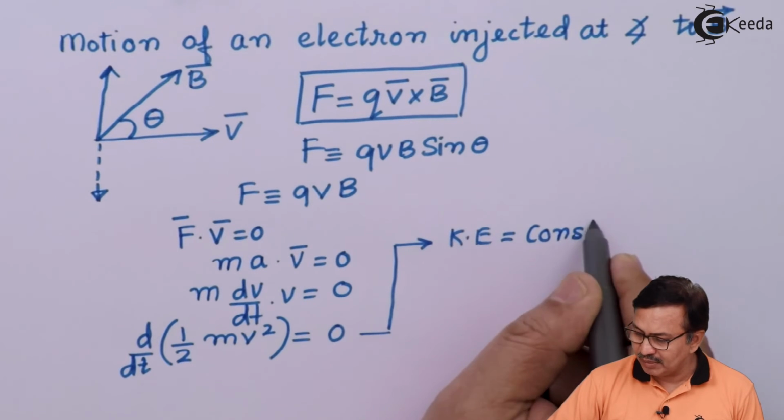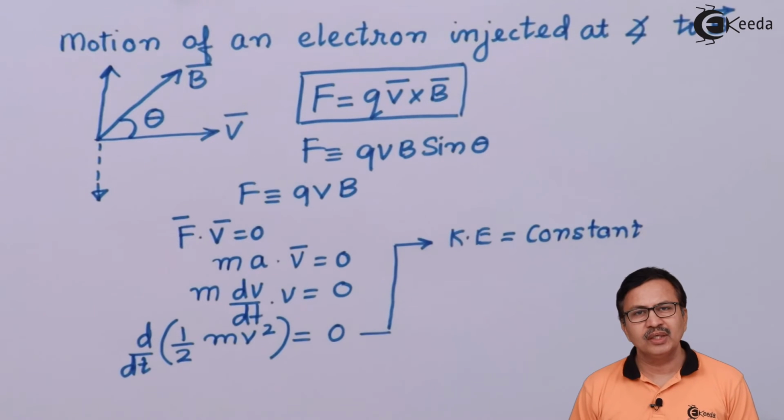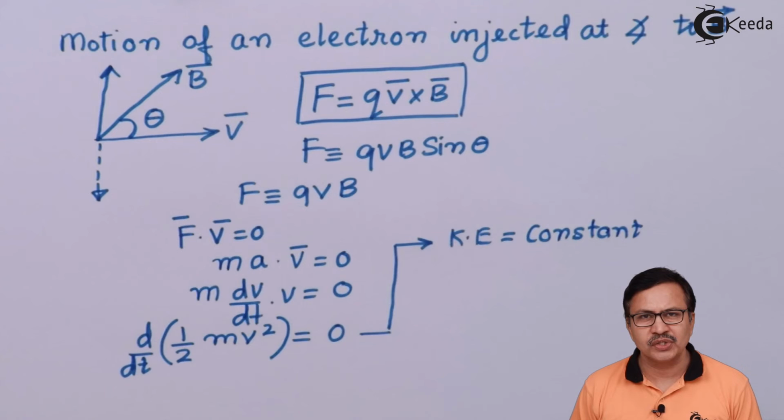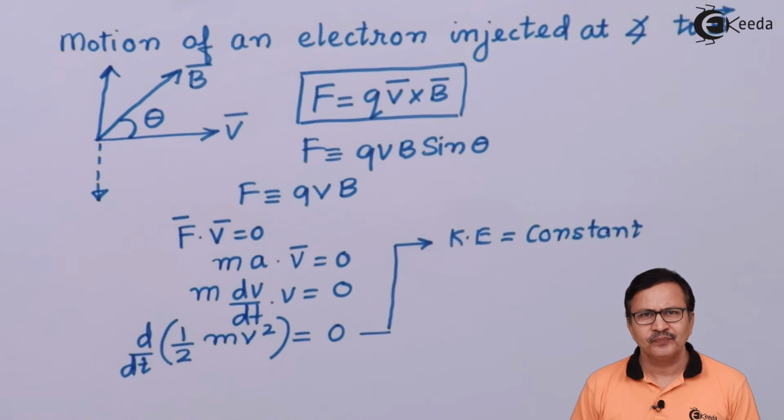And what is the other meaning of the fact that the kinetic energy is constant? The other meaning is that there is no work done on the electron, and thus, as we have said previously, the magnetic force will only change the direction of the velocity but not the magnitude of the velocity.